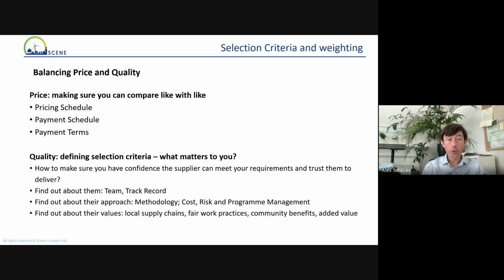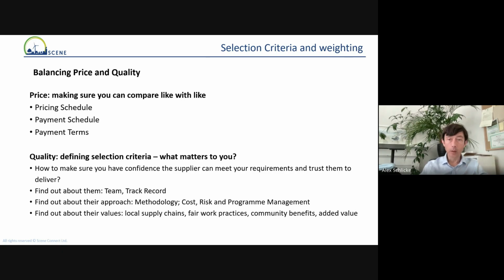So with price, what you need to make sure is that you're able through the procurement process to compare like with like. So if you put a loose brief out and you get 2 returns, and one's for £5,000 and one's for £15,000, well, it can be quite hard to compare what you're getting, because you might be paying more, but you may be getting more for that.